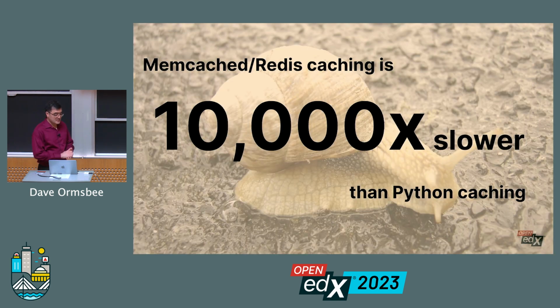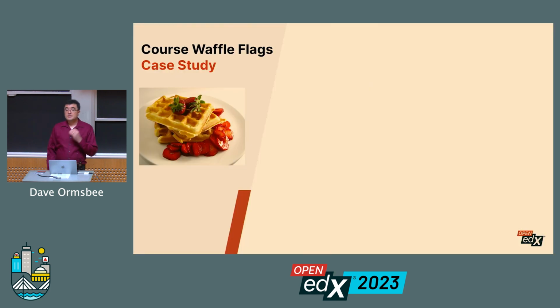And one thing to start with, a data point, is that Memcache or Redis caching latency is about 10,000 times slower than the in-process caching that you can do with LRU cache and the like. It's the difference between about 1 millisecond and about 100 nanoseconds, give or take. So here's the case study.